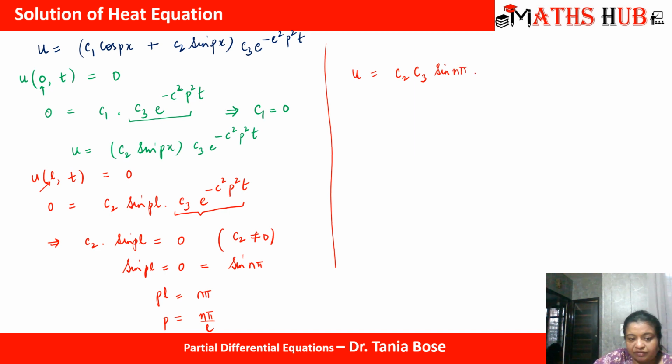Then we will have C3 into e raised to power minus C square P square. P square is n square pi square divided by L square, we are putting it here. So it is sin n pi by L into x. We are using this equation, right? So we are putting P equal to n pi by L, n square pi square by L square t, right?